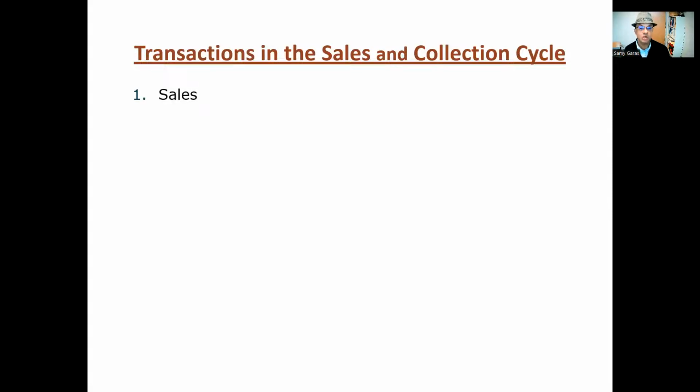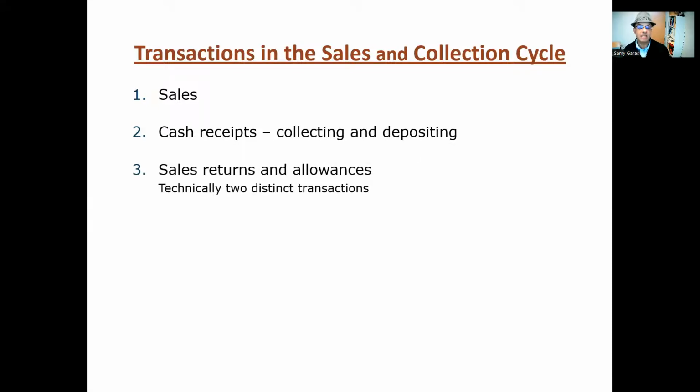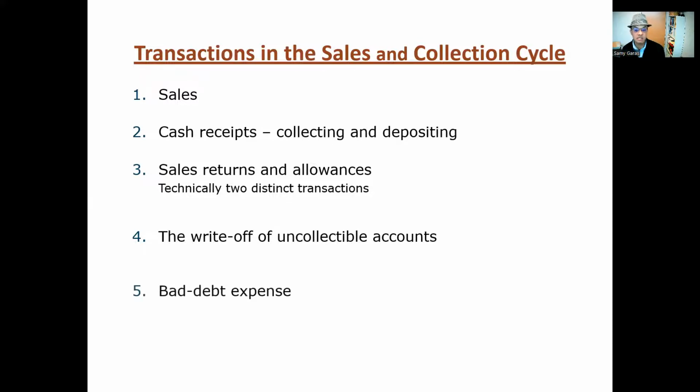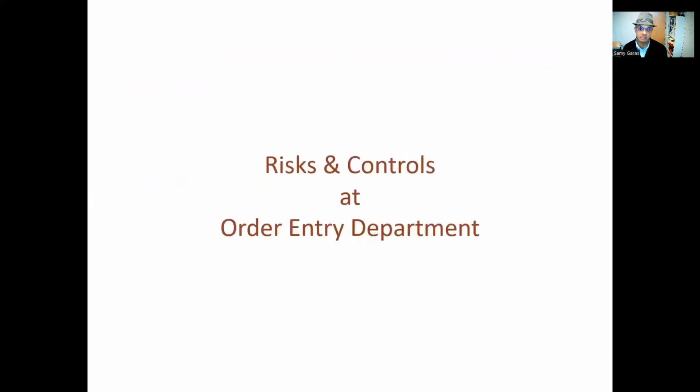How about the journal entries that are involved in the sales transactions? First, we issue sales, whether the sales for cash or credit, and then we get the cash receipts once we collect our cash. And if the customer made any returns or asks for any allowance, we put both of them into one account. And then if the customer fails to pay the due amount, we make write-off for the uncollectible accounts, and then we create the bad debt expense. So as you can see the difference between this list and the previous one, here we talk about journal entries. In the previous slides, we talked about the activities in the sales.